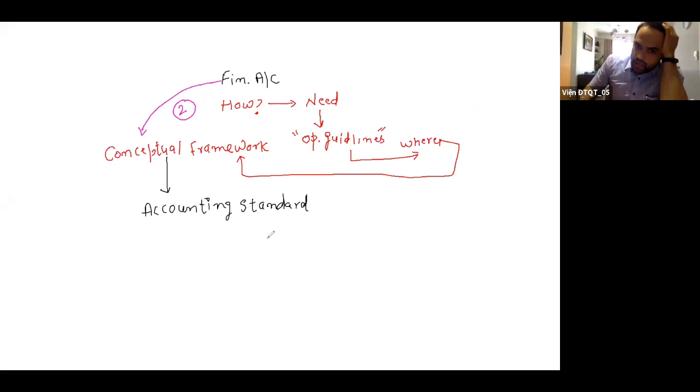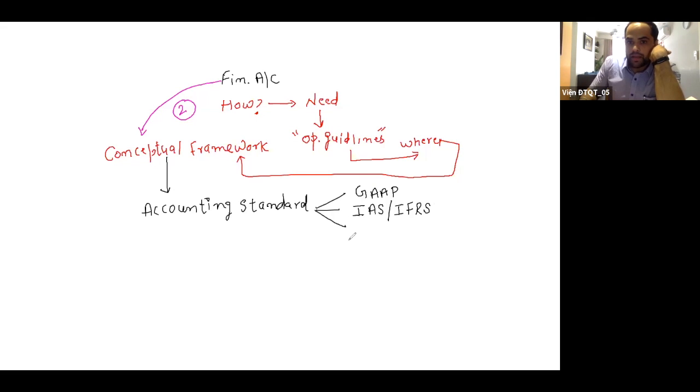So here, I'm gonna give you example of 3 different kinds of standards. First one is, first standard name is GAAP. Second one is IAS, or sometimes we call it IFRS. And third is VAS.